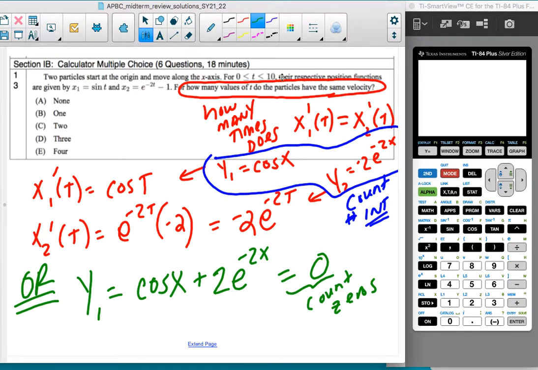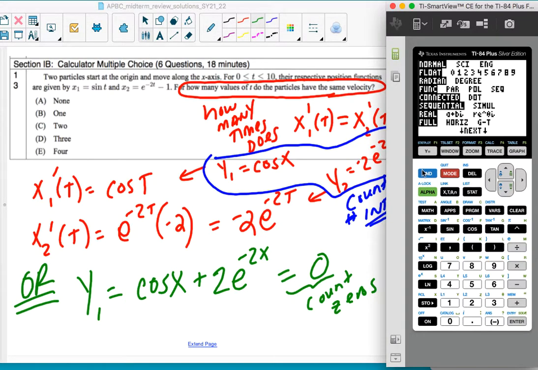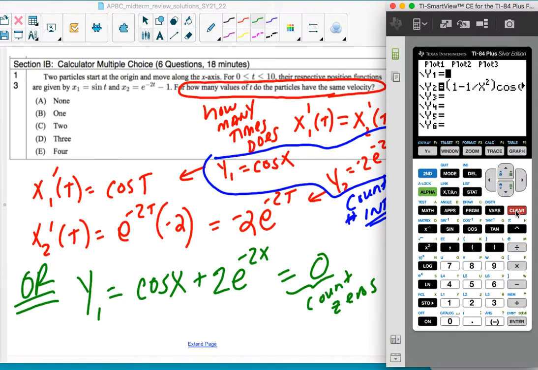Make sure you're using the window they gave you, which is 0 to 10, and make sure you're in radian mode. So I go to my mode, I double check I'm in radian always. I'm going to clear out some functions that I was graphing for the last midterm review for the AP AB kids. So I'm going to do cosine x.